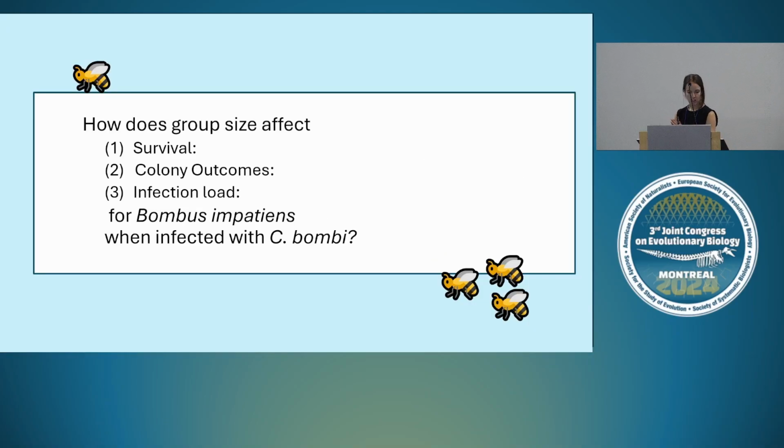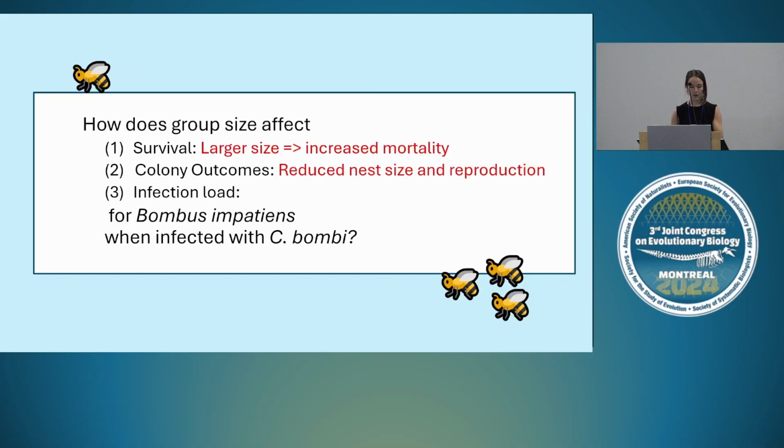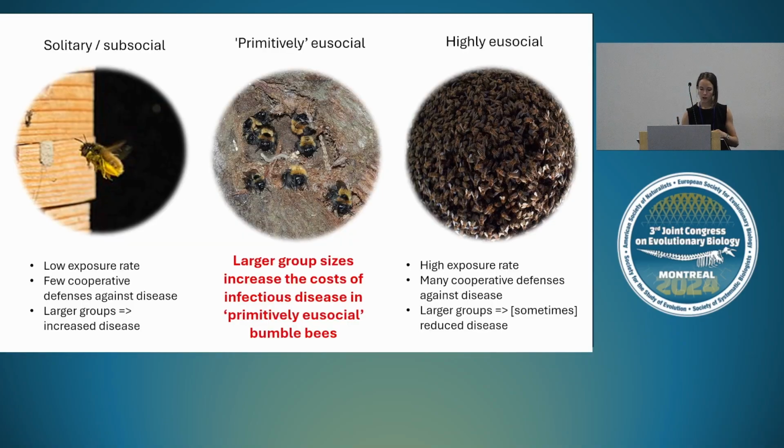So to summarize, we tested how group size affects survival, colony outcomes, and infection load in C. bombi. And we found that increasing colony size leads to increased death, reduced nest size and reproduction, and interestingly, reduced infection load. So, based on this experiment, it looks like increasing group size increases the costs of infectious disease in at least this one primitively eusocial bumblebee species.